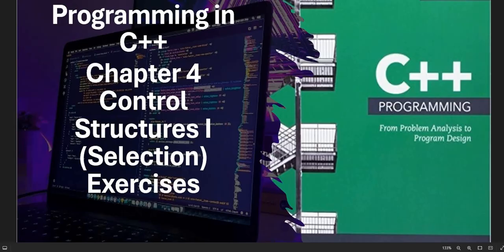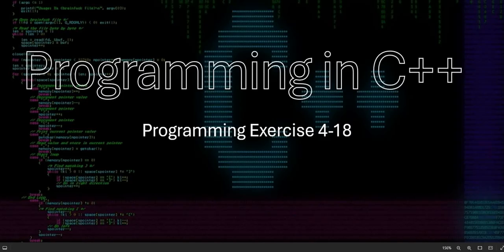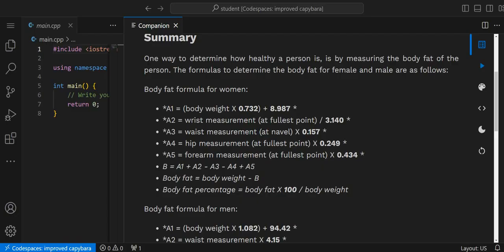So the first video will be Programming in C++, Programming Exercise 4-18. One way to determine how healthy a person is, is by measuring the body fat of the person. The formulas to determine the body fat for females and males are as follows. Body fat formula for women: A1 equals body weight times 0.732 plus 8.987.